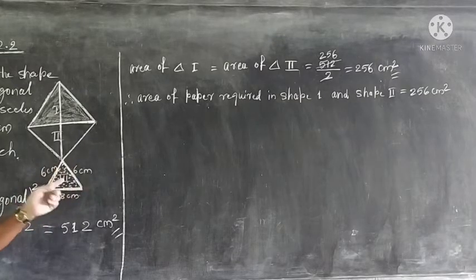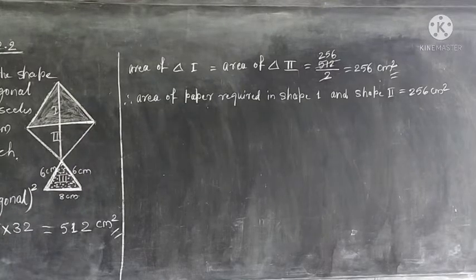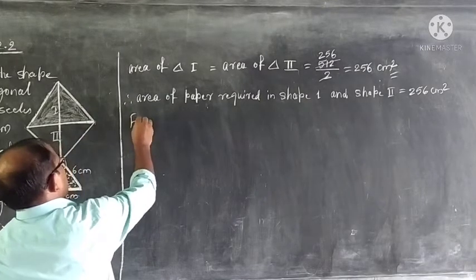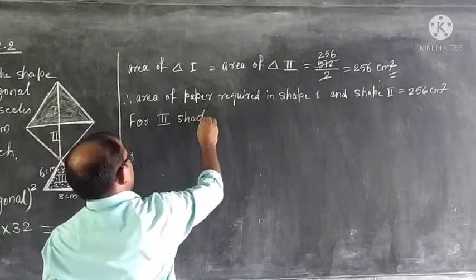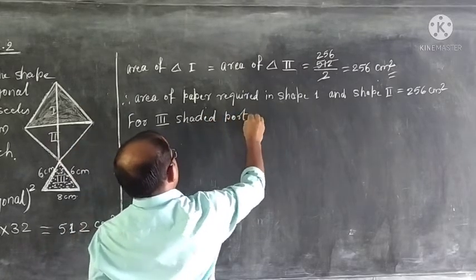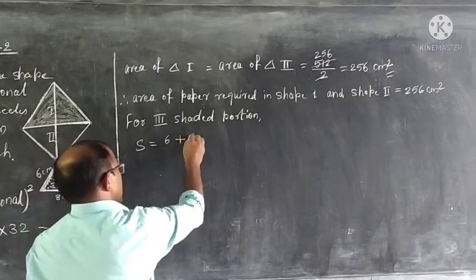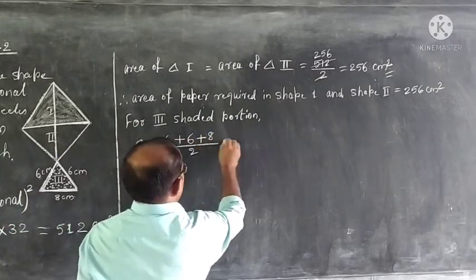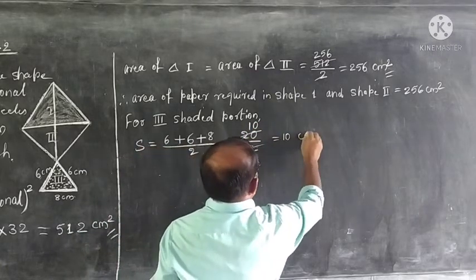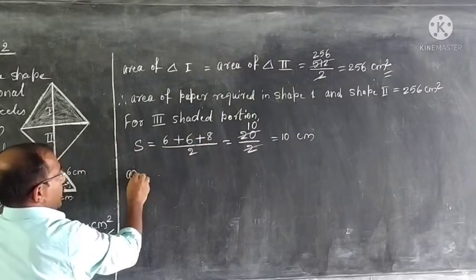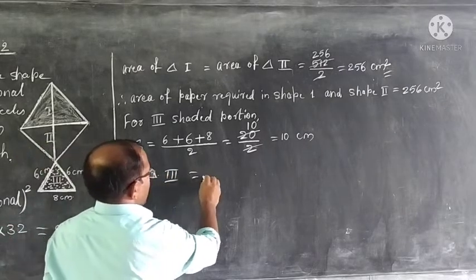In the triangular portion, we find one side 6, another side 6 and third side 8. So, we will go now for the third shaded portion, or figure 3. Here we will use semi perimeter: 6 plus 6 plus 8. 6, 6, 12, 8, 20, 20 by 2, 10 centimeter is the semi perimeter. So, area of figure 3 or triangle 3, we will use Hero's formula.